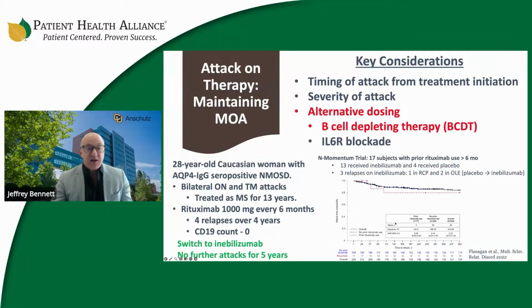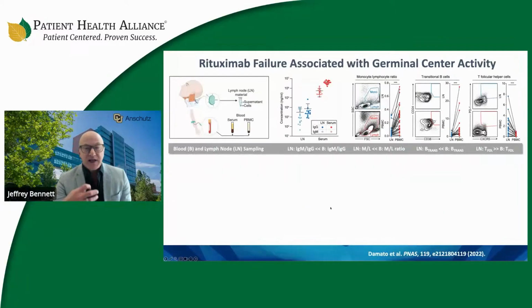And in this case, when we look at an example of switching patients who are on rituximab to inebilizumab, an alternative B-cell depleting therapy, we can note in the NMOMentum trial that all subjects who had failed prior rituximab continued to have a relapse course that was consistent with the rest of the treatment population.